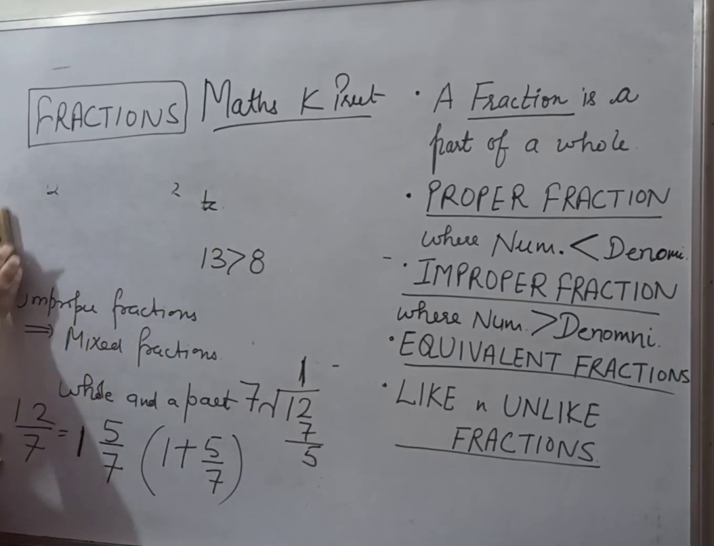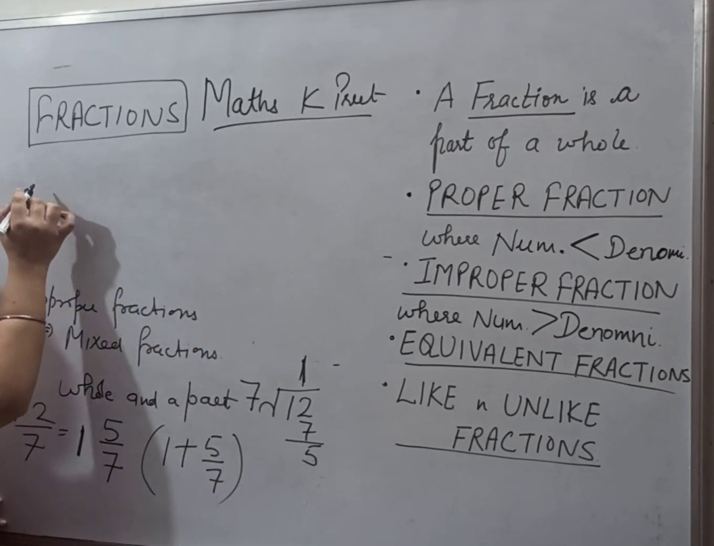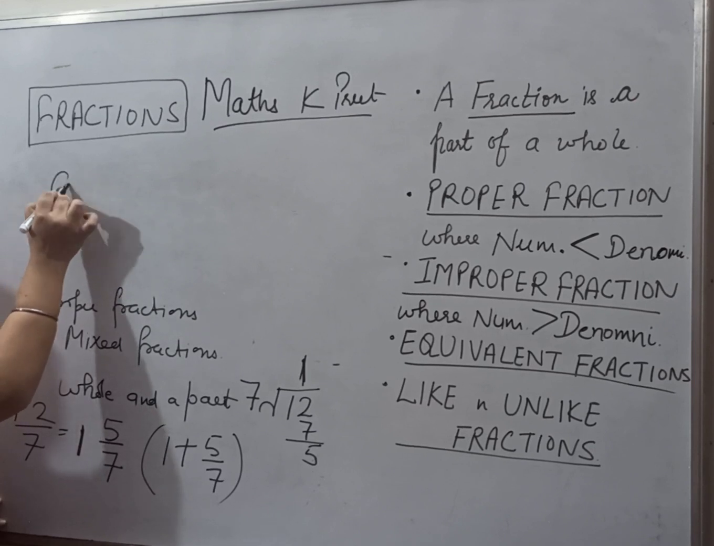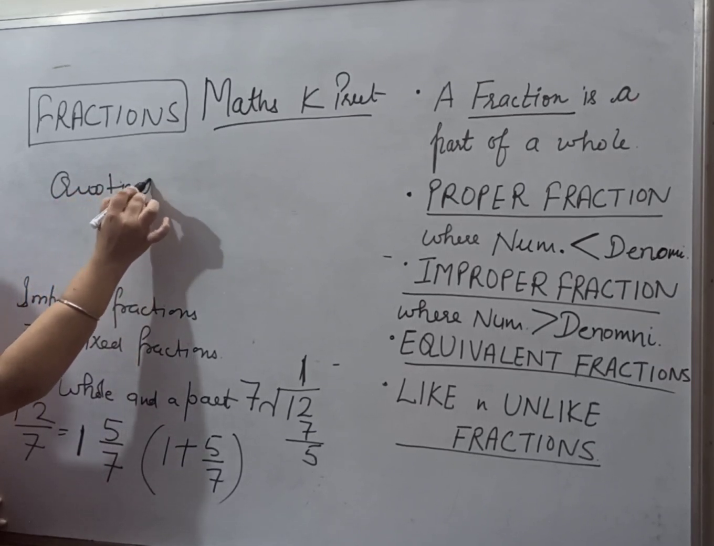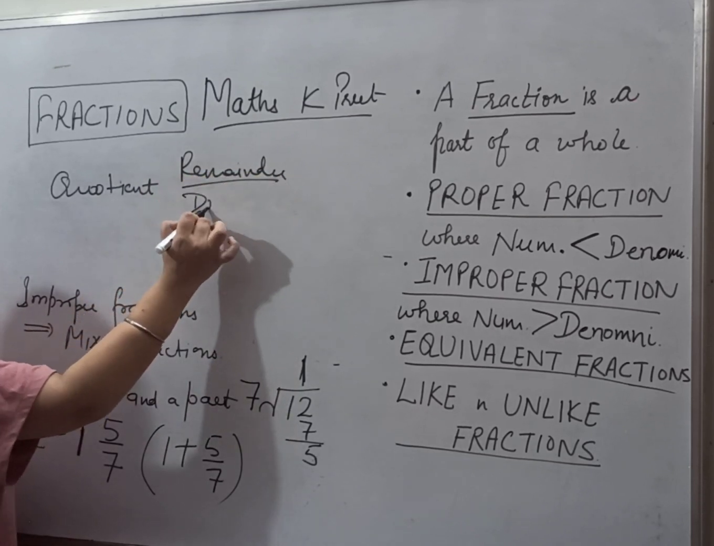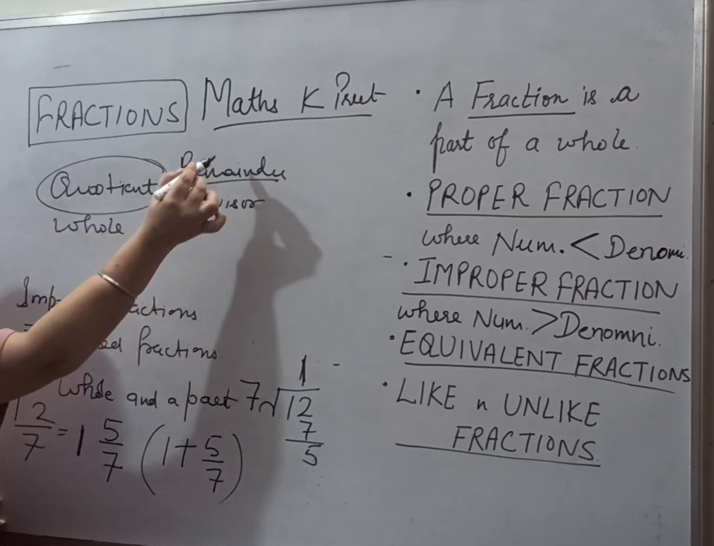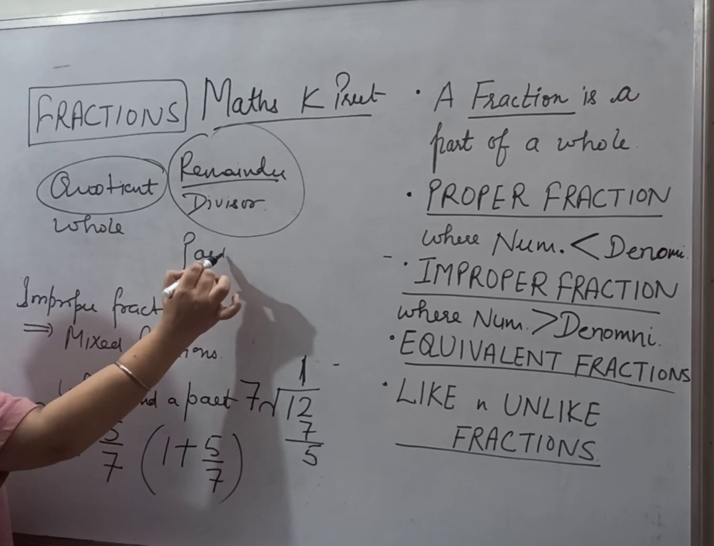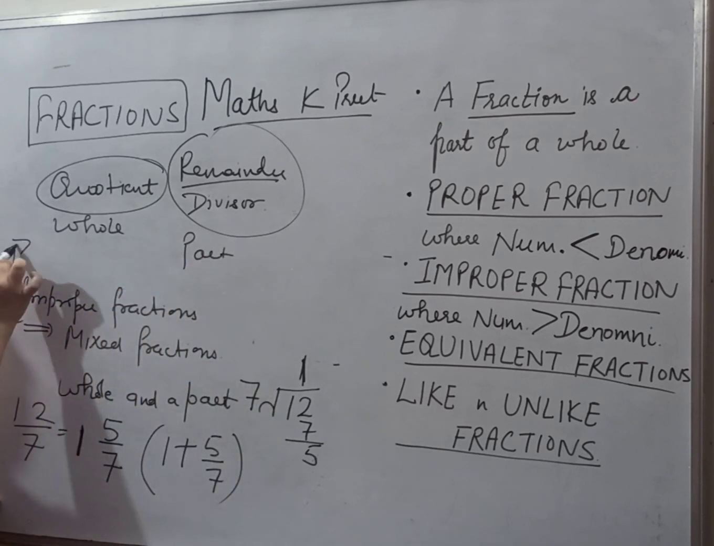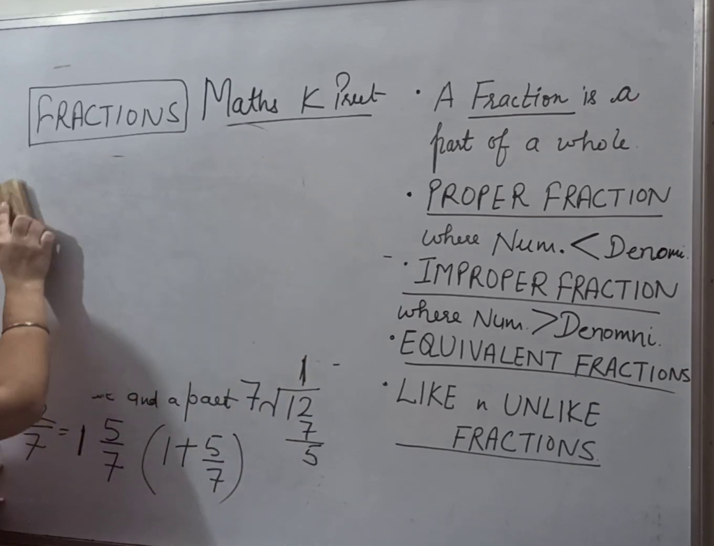So a mixed fraction is a way to write an improper fraction as quotient, remainder divided by divisor. So this is a whole, this is a part. A mixed fraction is a combination of a whole and a part. So next are equivalent fractions.